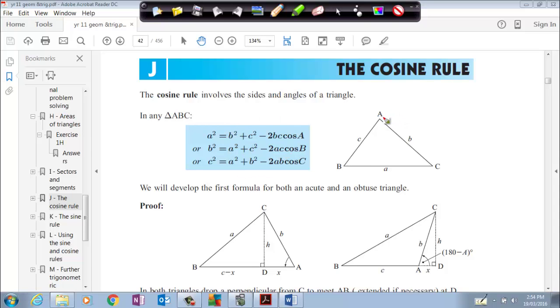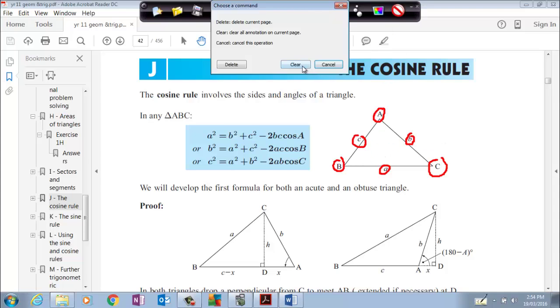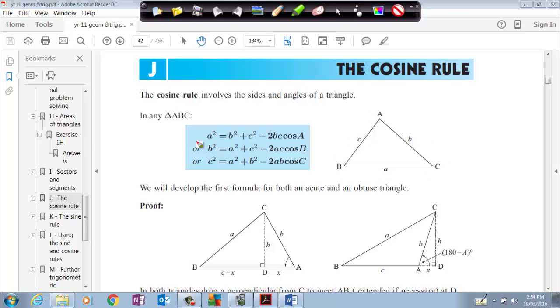Now the notation is we say that the angles are capital letters. So we've got capital A, capital B, capital C for those three angles. Whereas the sides we use lowercase for the lengths of sides. And the side opposite angle A is called little a, opposite B is called little b, opposite C, little c. So lowercase is lengths, uppercase angles. Now with that in mind, we can look at the formula.